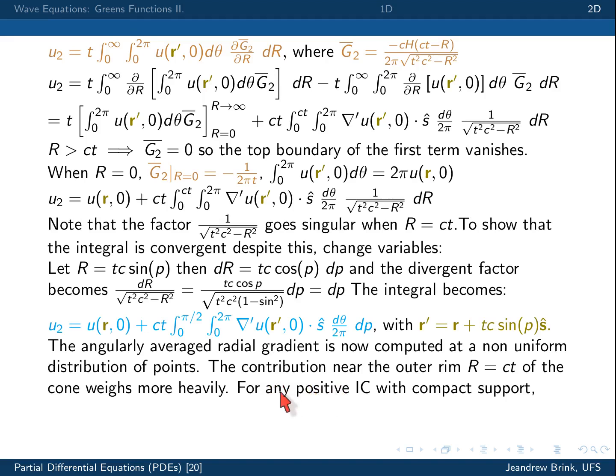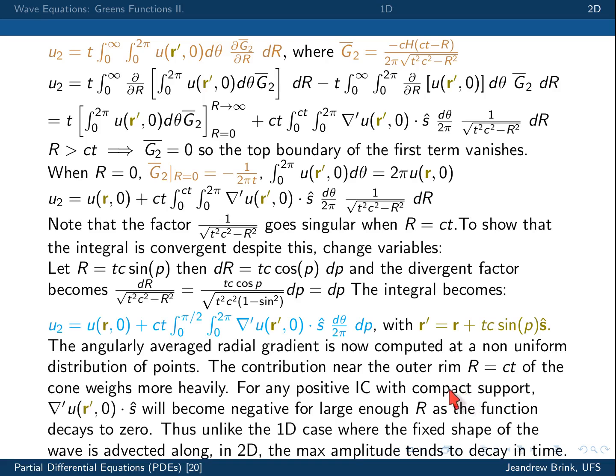And the reason it tends to dissipate, suppose that you had a positive initial condition, in other words, a hump. Okay, and by compact support I mean that the hump goes to 0 as R goes to infinity. What happens then is that because you have a hump that eventually goes to 0, at some point this gradient, which is basically the radial derivative, will become negative for a large enough R.